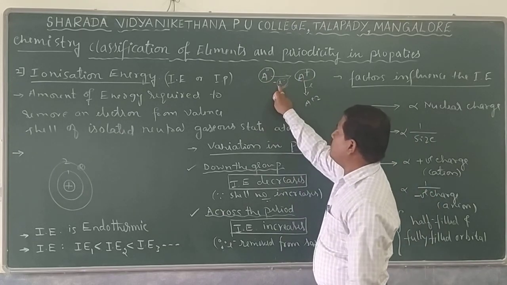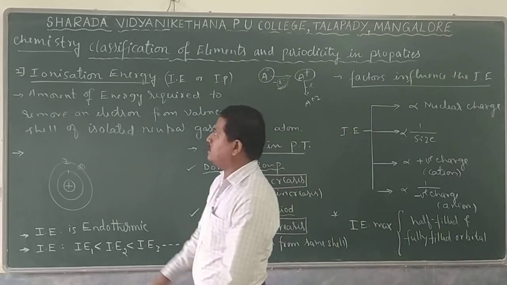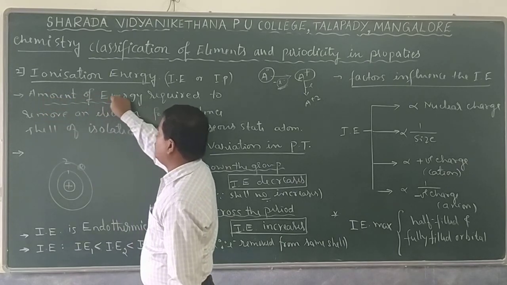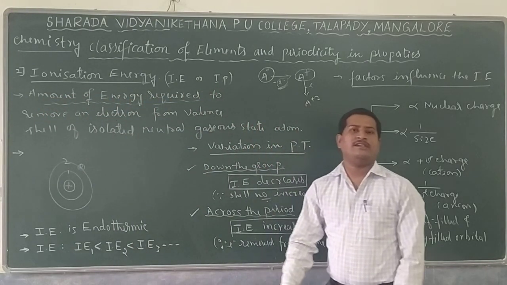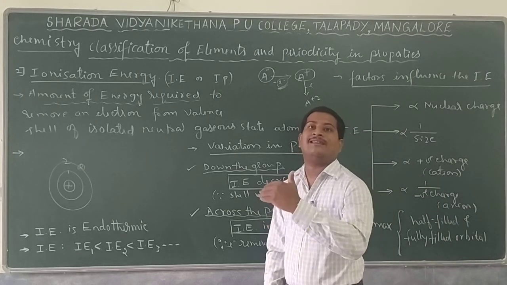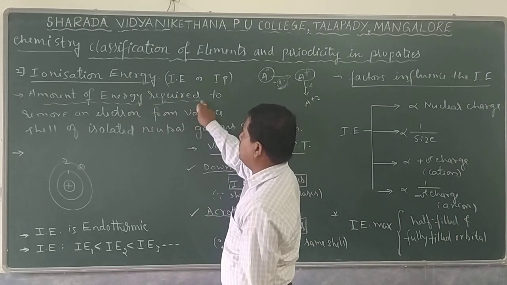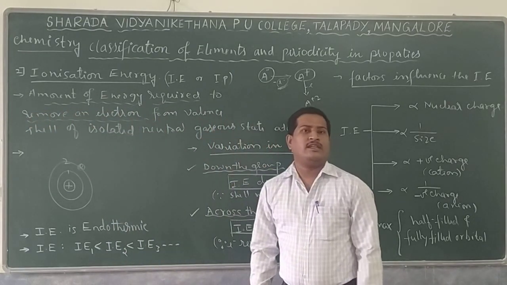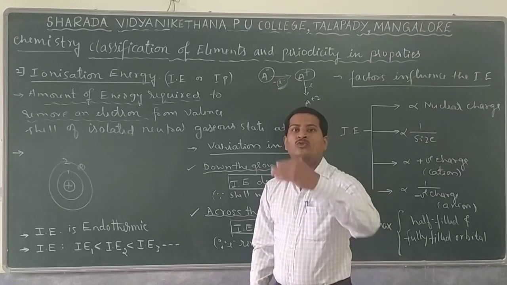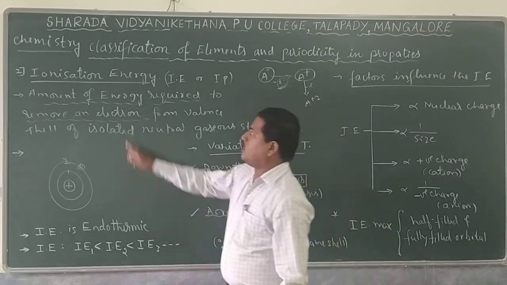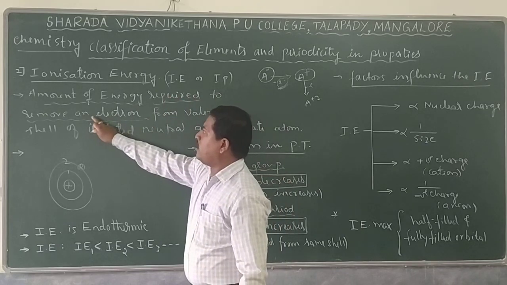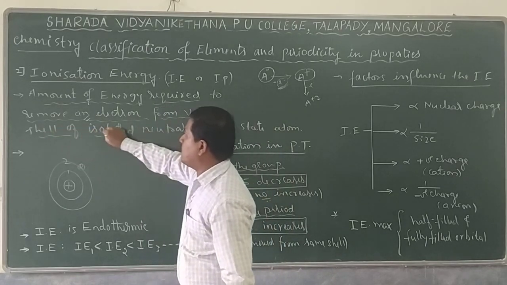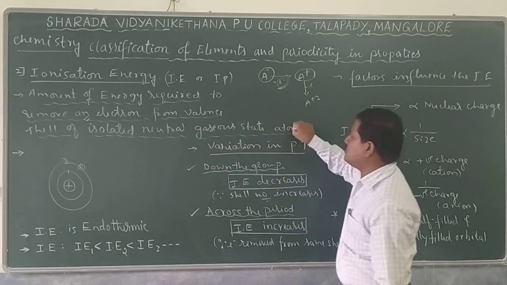Here, to remove that electron, some energy is needed. That is nothing but ionization energy. Actually, this tells about the amount of energy required. Remember, ionization energy is required energy, not a release of energy. Amount of energy required for removal of an electron. So energy required to remove an electron, not to move the atom. The amount of energy required to remove one electron from the valence shell of an isolated neutral gaseous state atom.